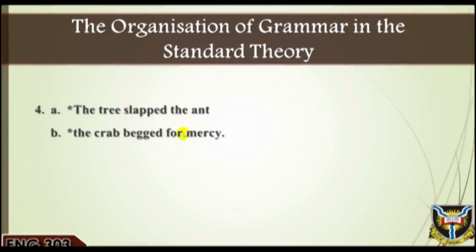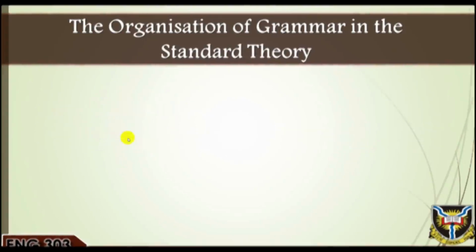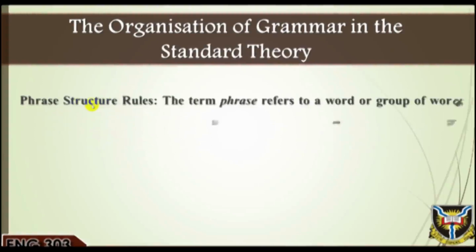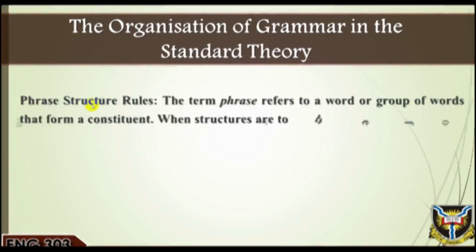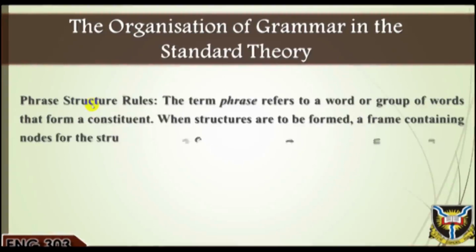Consider the following. A. The tree slapped the ant. B. The crab begged for mercy. These examples are barred by selectional restrictions in the grammar since they conflict with acceptable world knowledge. In the first example, only human beings can slap people or beg for mercy.